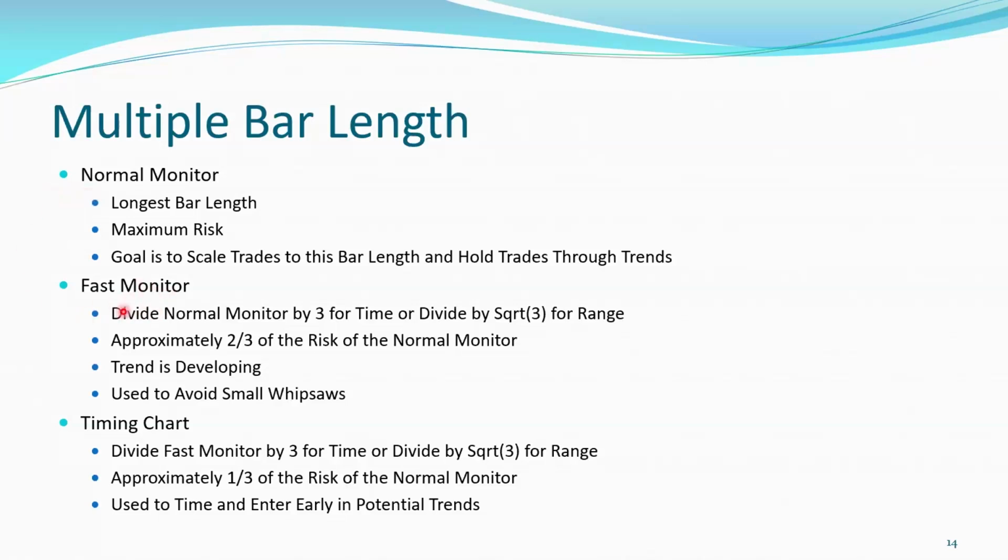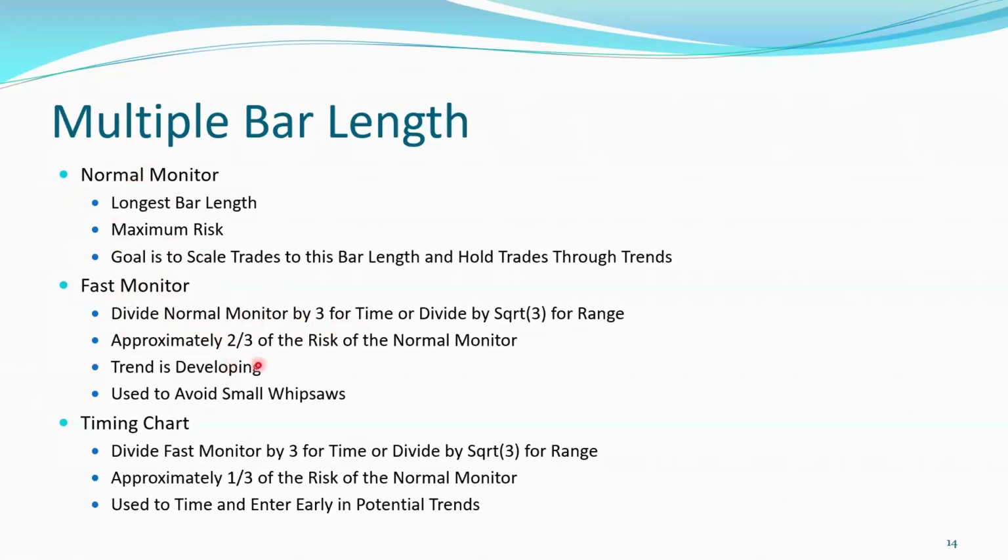The fast monitor is in the middle. So basically to get the fast monitor, the way that I do it is I want to take about a third less risk than the normal monitor on my fast monitor. So I'm going to divide by 3 if I'm using a time bar. So if I'm using a 45-minute bar for my normal monitor, I'm going to divide by 3. So that means I'm going to use a 15-minute bar for my fast monitor. That'll give me about 2/3 of the risk of the normal monitor.